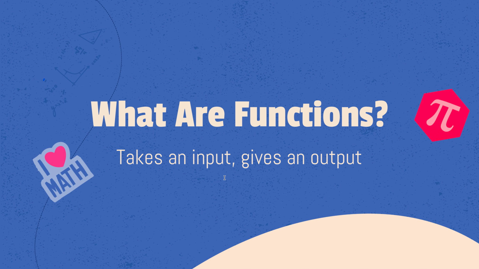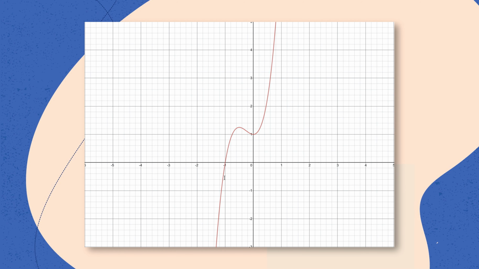Different functions can have different outputs for the same input. We would look into that soon. Before that, let us just look at a simple function.